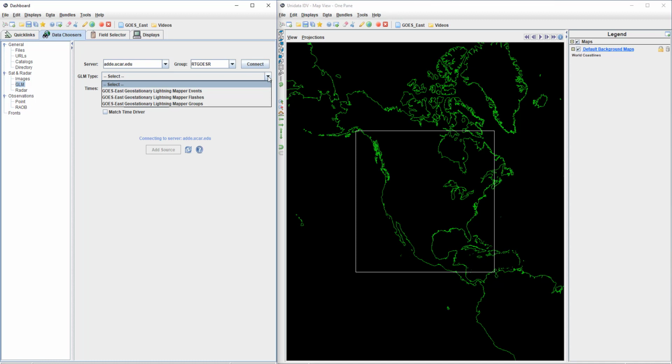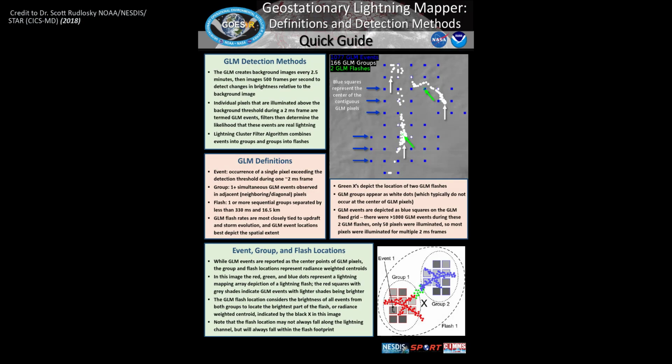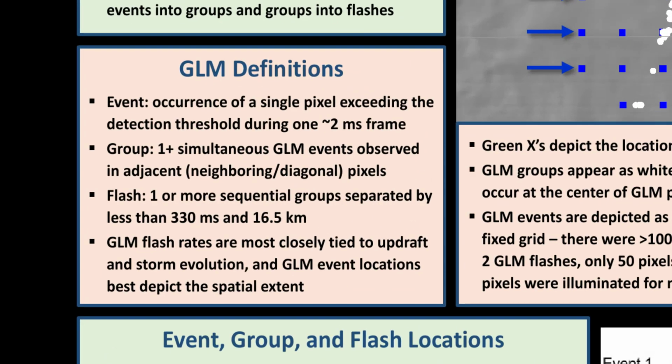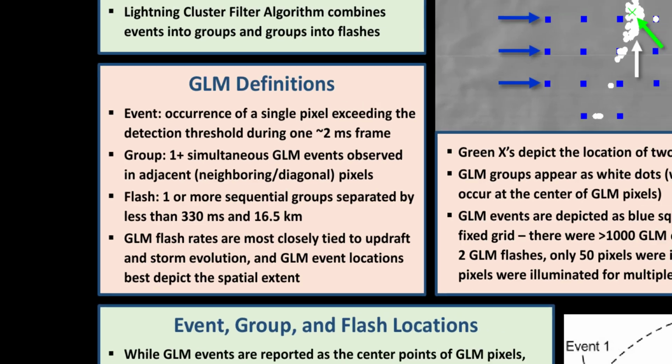This part can be a bit confusing if you don't have a lot of experience working with lightning data, so I looked up this flyer online that explains the different options pretty well. The GLM defines an event as an occurrence of a single pixel exceeding the detection threshold during one frame. In layman's terms, this means that an event is a tiny speck of lightning. A group is a collection of simultaneous events close to each other, which would be one main branch of lightning if you were looking at it from the ground. A flash is a collection of groups close to each other in time and space. This would correspond to a lightning bolt.